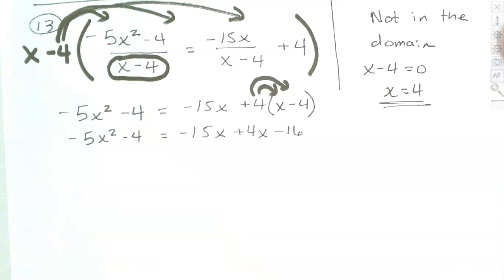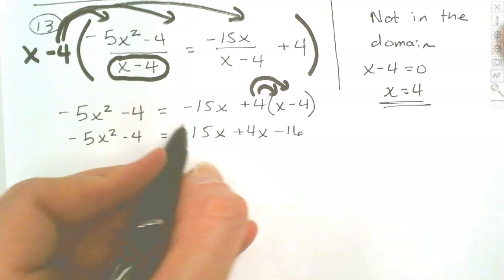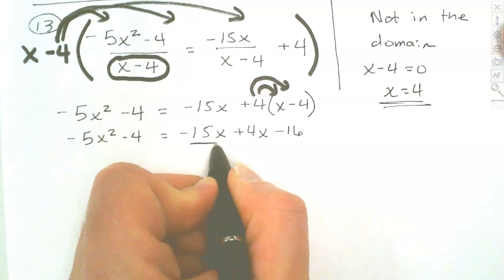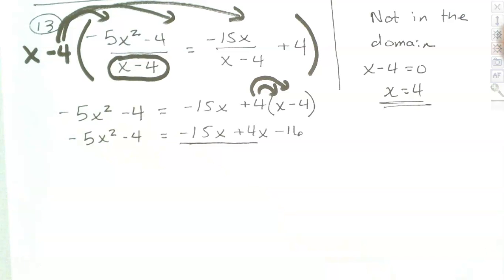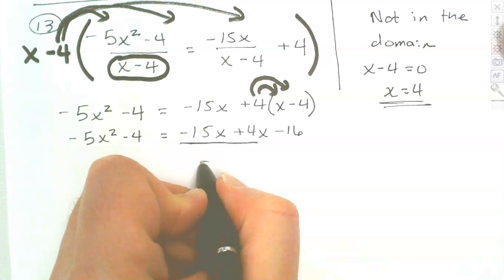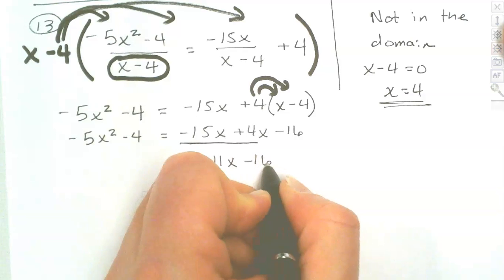And it doesn't matter how we want to combine them or what we want to do. I'll just add in an extra step. I'm going to go ahead and combine that minus 15x and the 4x. That makes it a minus 11x minus 16.